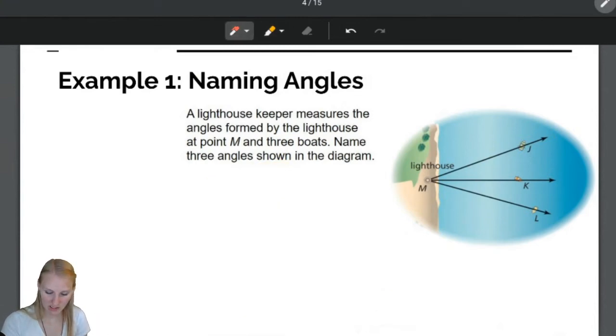Instead, let's, I don't see any numbers. I don't see a 1 or a 2. So we could put the 1 and 2 in there and name them that way. Or we can say, I'm looking at this angle right here. JMK.